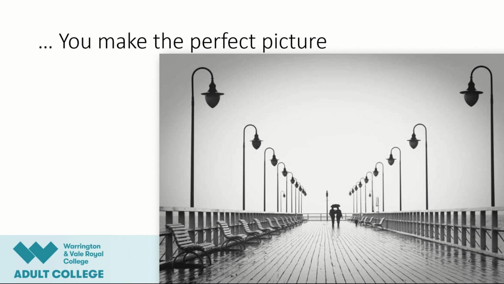So here's a straightforward example. We've got the railings which are going inwards, and obviously that goes then to the couple at the end of the pier.